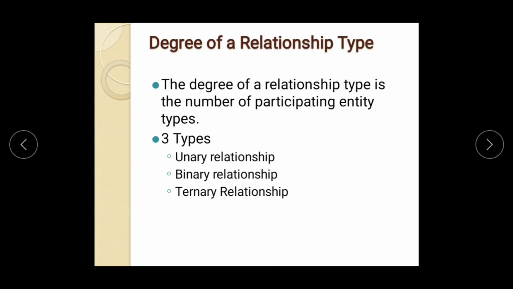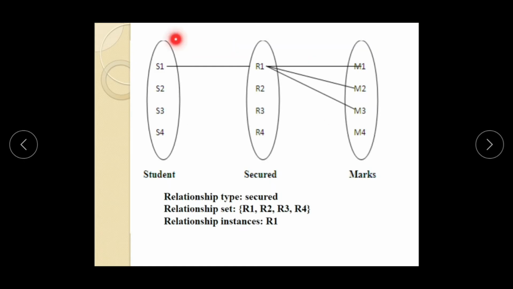Now, degree of a relationship type. The degree of a relationship type is the number of participating entity types, which means how many entity types are trying to get a relationship with each other. This is called the participating entity. Look here: how many entity types are trying to get a relationship? Only two entity types are participating, student and marks, with the relationship called secured.